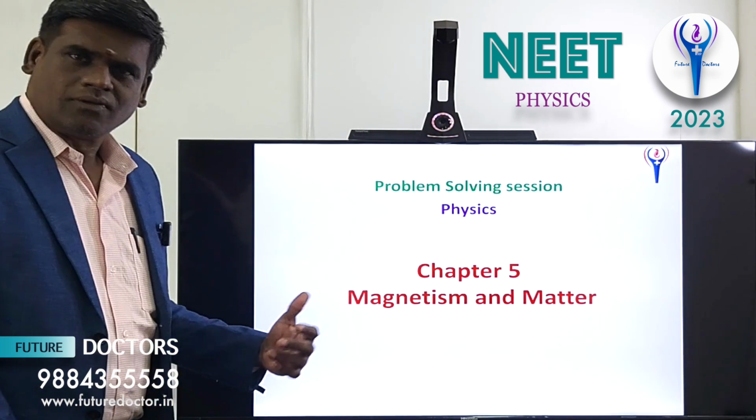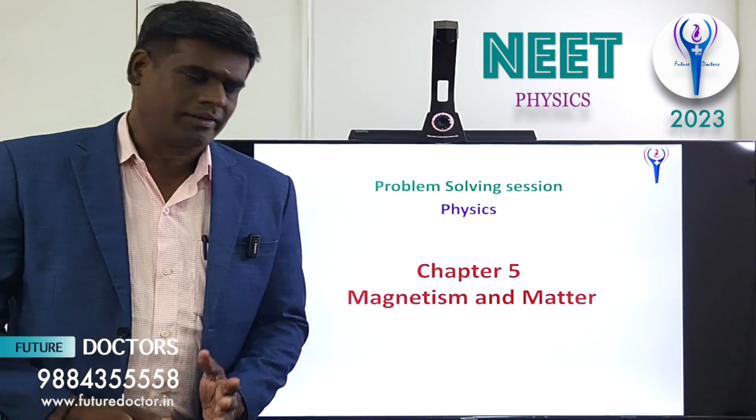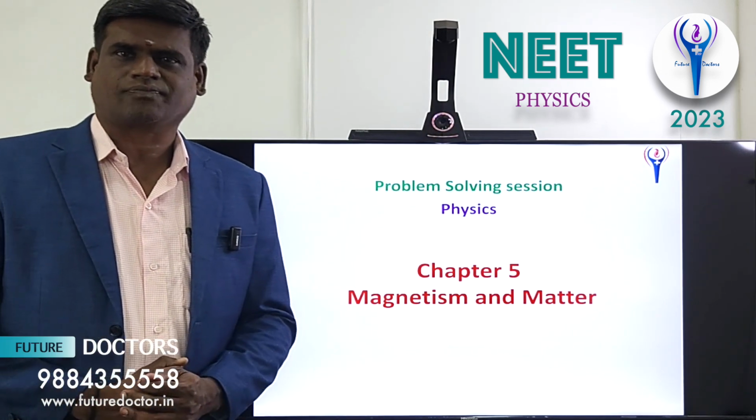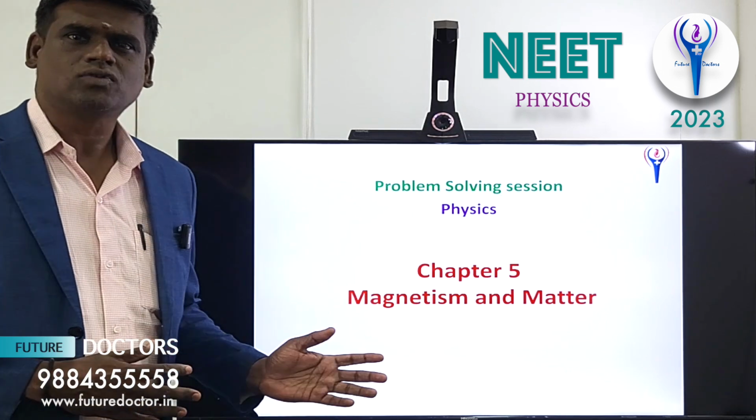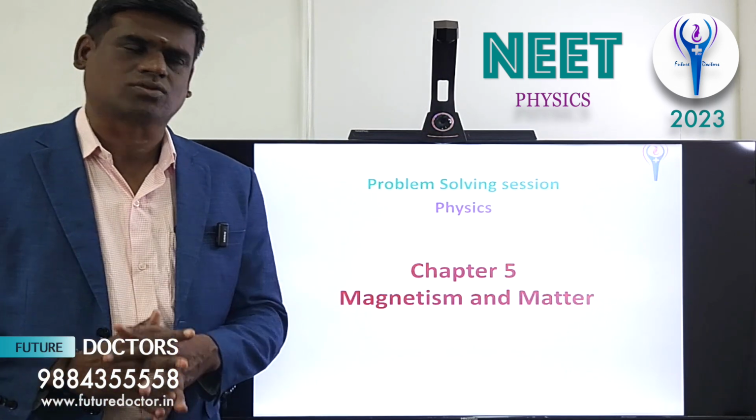NEET Physics. The chapter we are going to discuss today is magnetism and matter. This is from chapter 5 of 12th standard. Let's move to the first question.